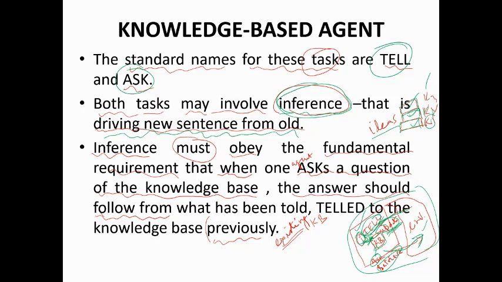So the inference must obey, okay? This is the condition. Inference must obey the fundamental requirement that when an agent asks a question to the knowledge base, as I've shown you here, the answer should follow from what has been told, from the existing knowledge base. So the answer must come from the existing, previously recorded knowledge base.